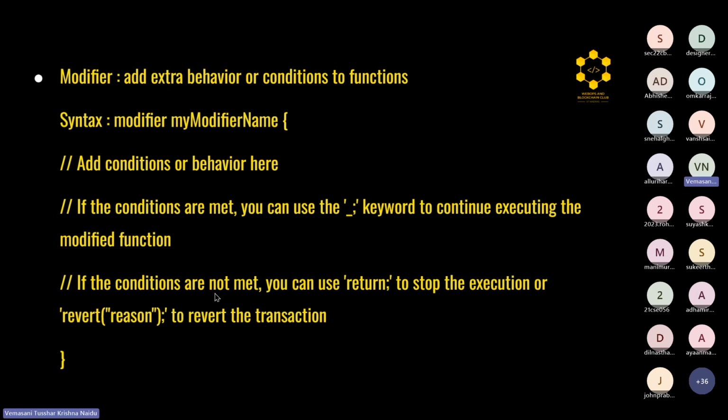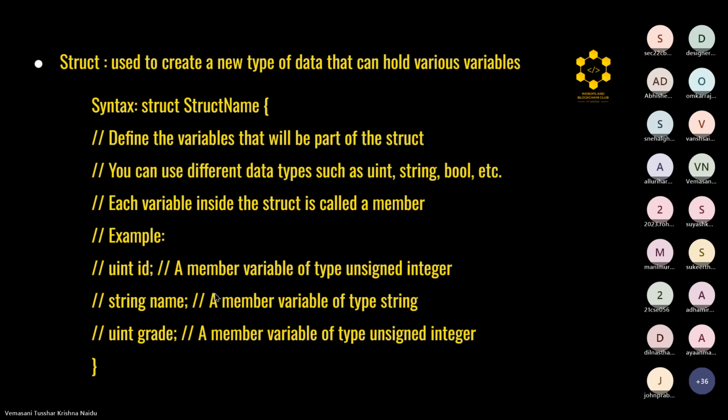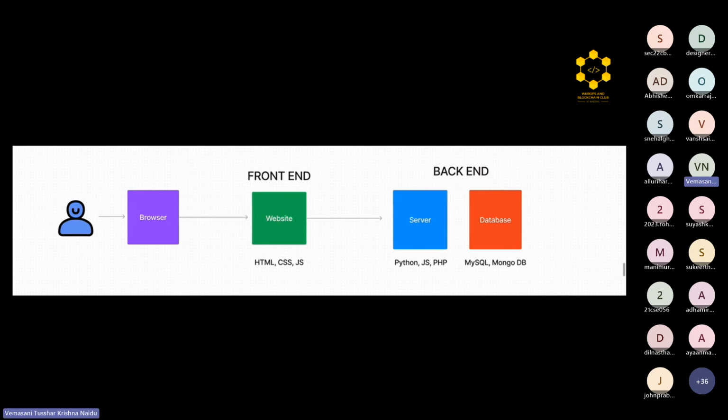You can use return everything or struct as I explained before. It just lets you create your own custom data type, define variables, different data types, and everything. And at the end, I would like to give a small overview.